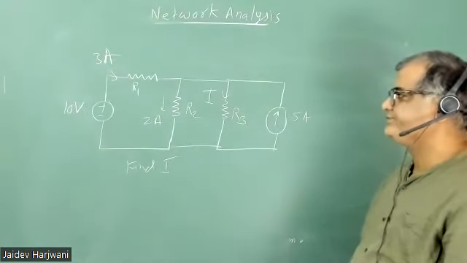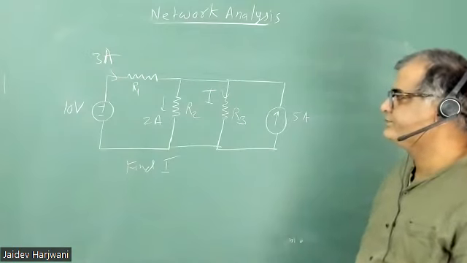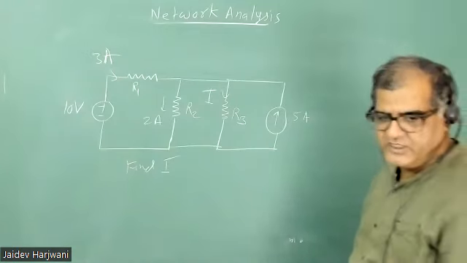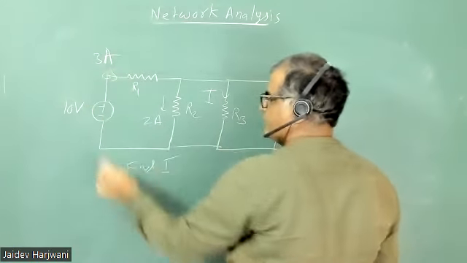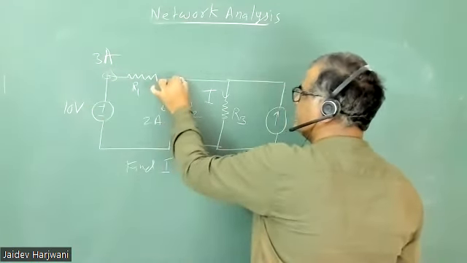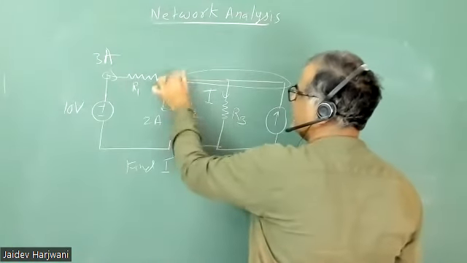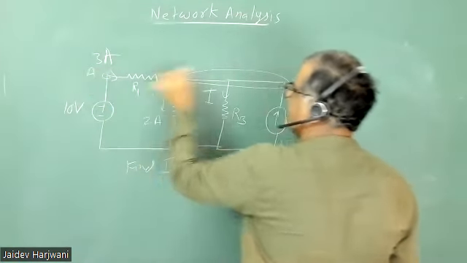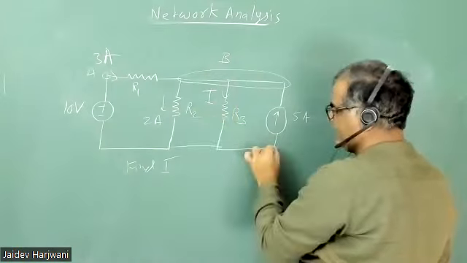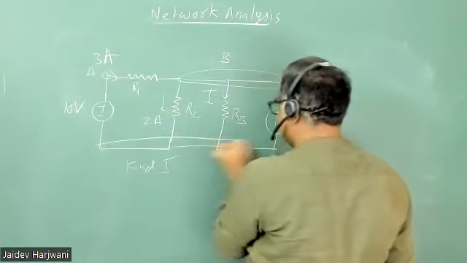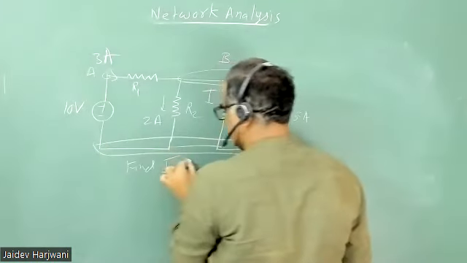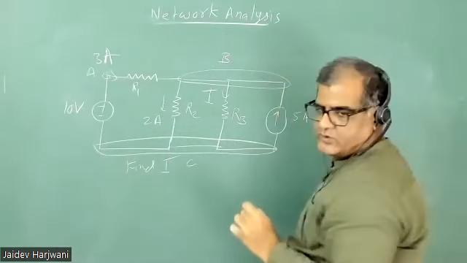What is I? First you have to see where the node is. So this is your node, and this whole is one node. I call it A. I call this node B, and these all are short circuited. So this whole is called node C. So we have 3 nodes.